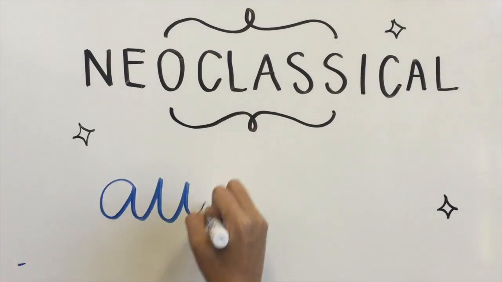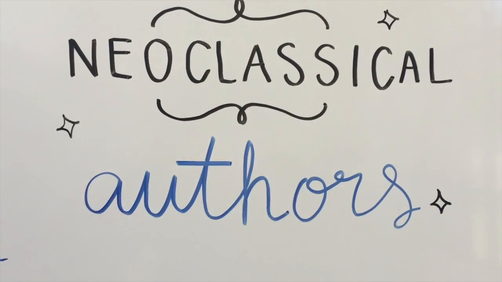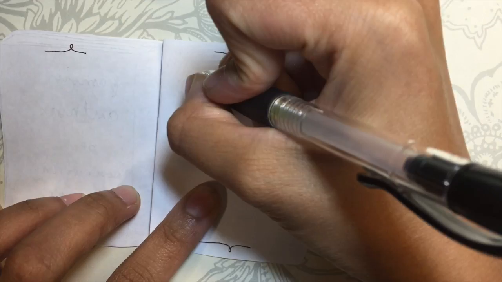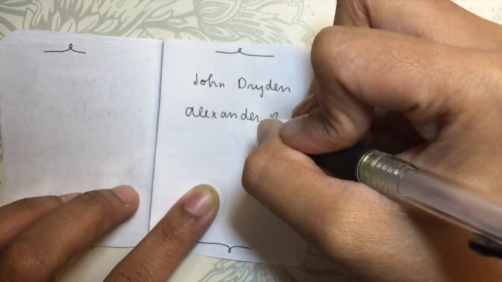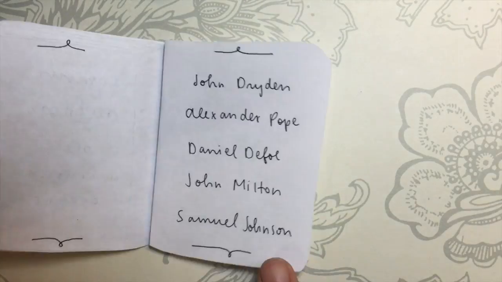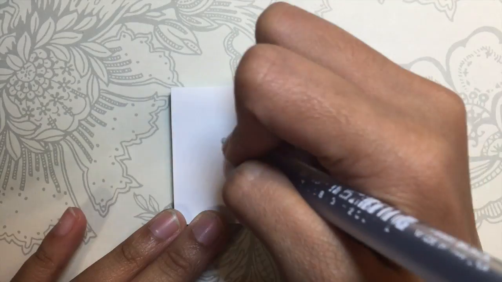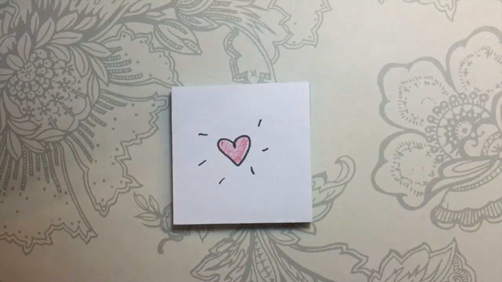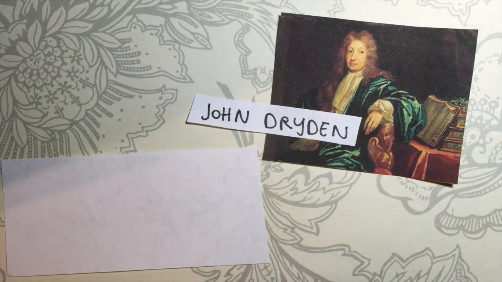Next on the neoclassical roll call are the authors. We have many inspirational and philosophical authors such as John Dryden, Alexander Pope, Daniel Defoe, John Milton, and Samuel Johnson, who have all exemplified the role of being great poets. The ones who touched our hearts the most through their amazing poetry are as follows. The first poet that we are going to exhibit is John Dryden.